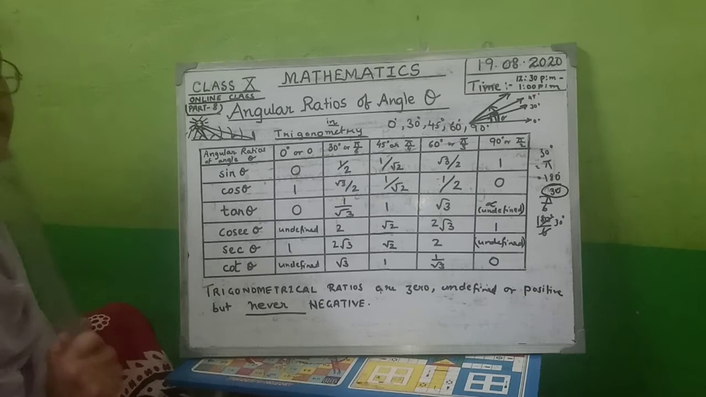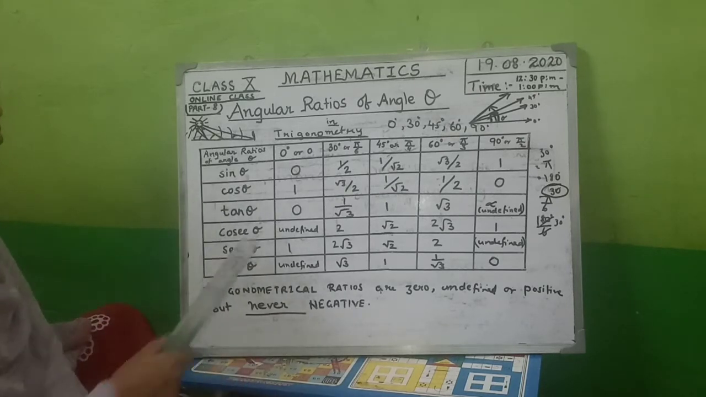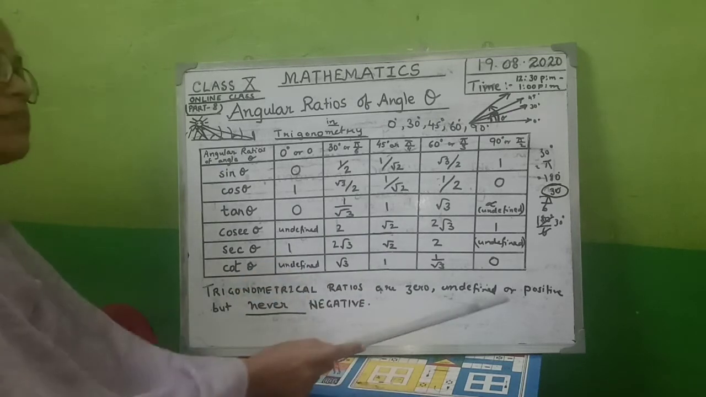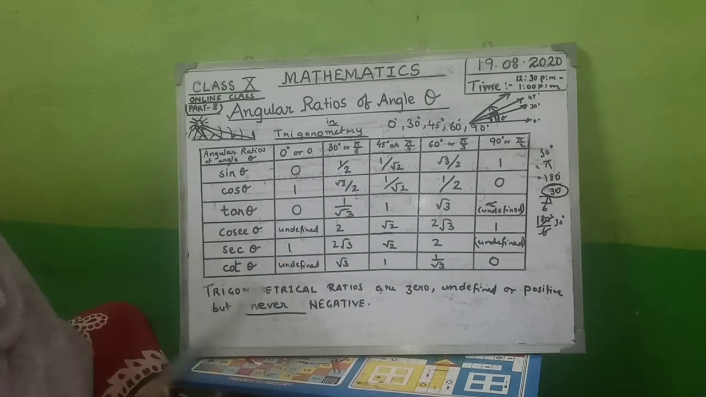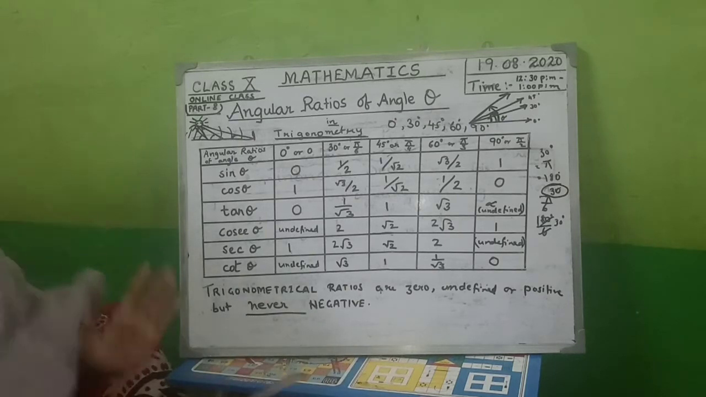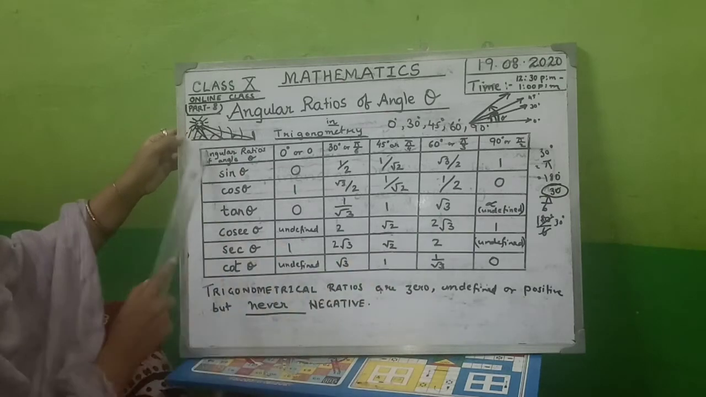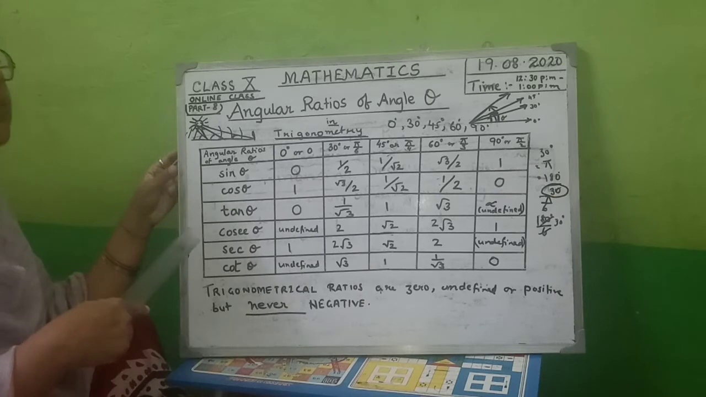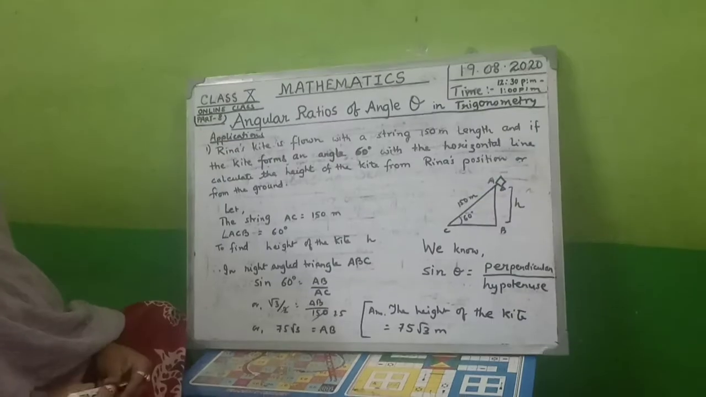Children, always remember trigonometrical ratios, all these ratios can be 0, they can be undefined or positive, but can never be negative. So children, take your time, start memorizing these angular ratios. Alright? Keep on memorizing. I am coming with some application sums. Alright? Thank you.